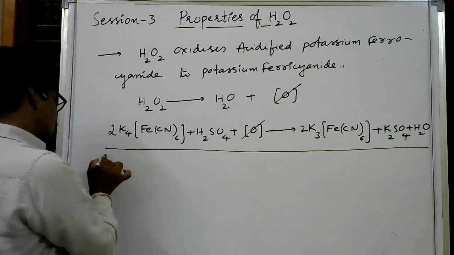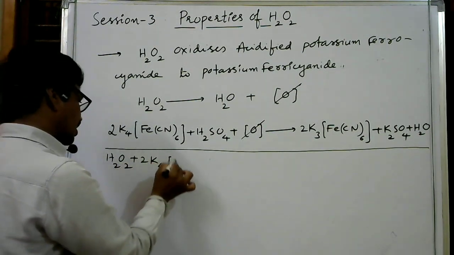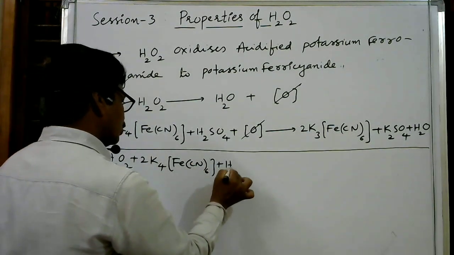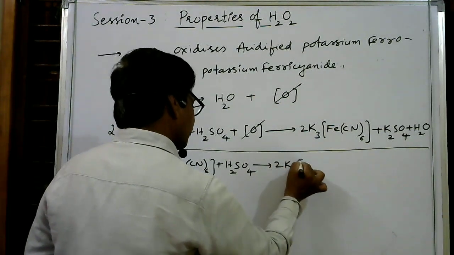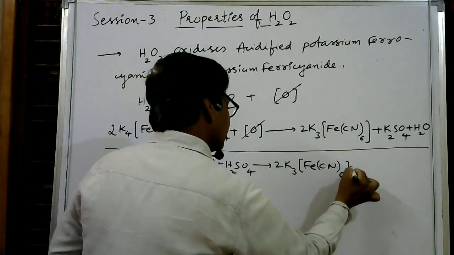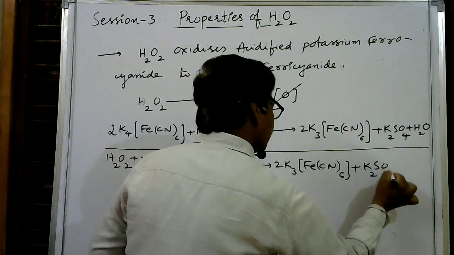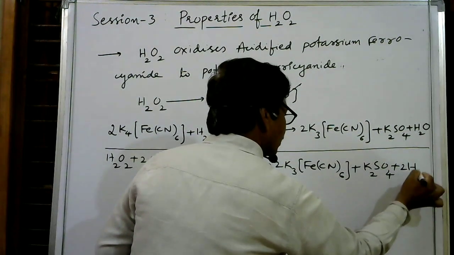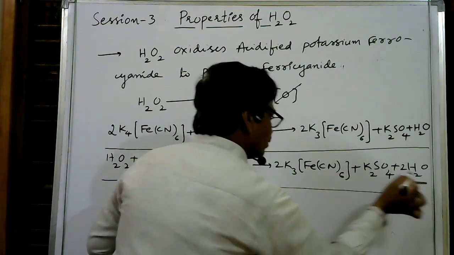Then here H2O2 plus 2 K4[Fe(CN)6], potassium ferrocyanide, along with H2SO4, sulfuric acid, gives rise to 2 K3[Fe(CN)6], potassium ferricyanide, and K2SO4, potassium sulfate, plus here one water molecule, here also one water molecule. So 2 moles of water. Here also you can observe at the product side you got the water molecule.